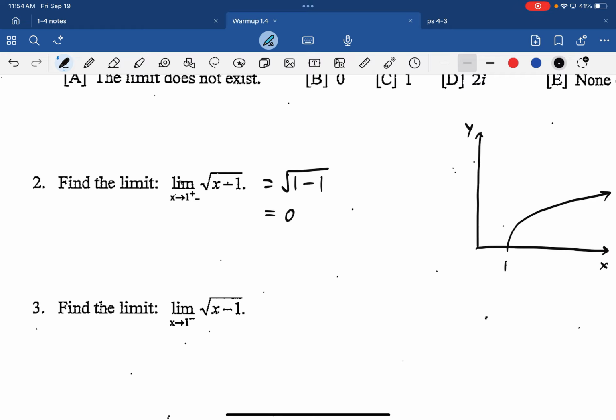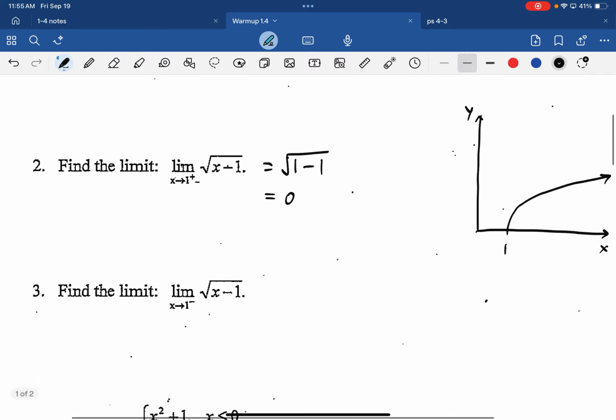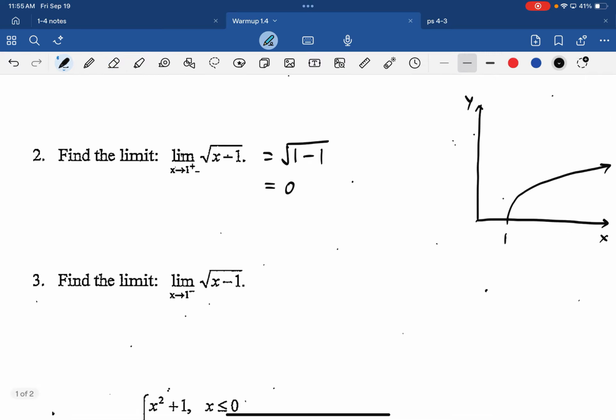But that's only going from the right side, okay? You can imagine if x was 1.0001, minus 1, this would still be defined. So from the right side, there are no problems. It's from the left side where we encounter problems. Because if we're approaching x equals 1 from the left side, then x has to be less than 1, which means that the thing under the square root is going to be negative.